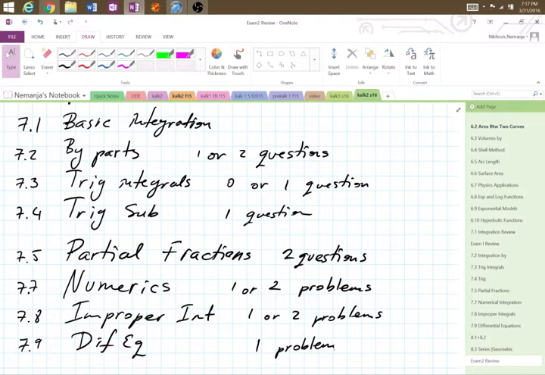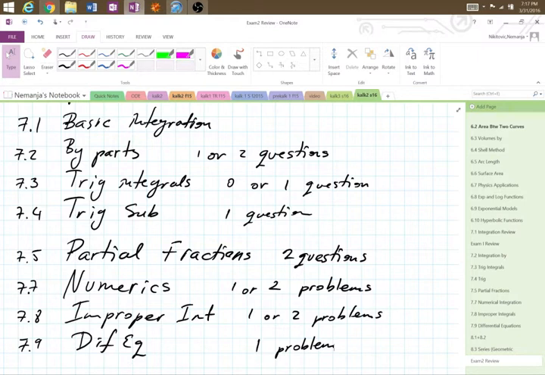And then u substitution is big within that section. So making sure that you are using the correct u and dv. Trig sub. I say one question.